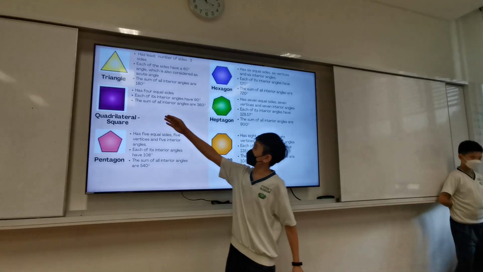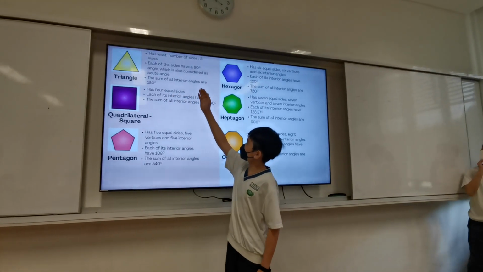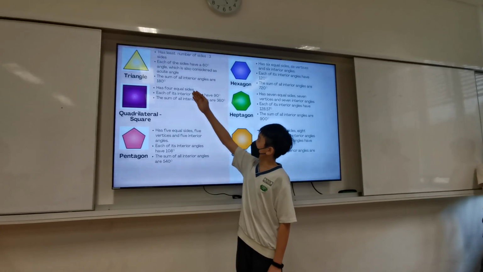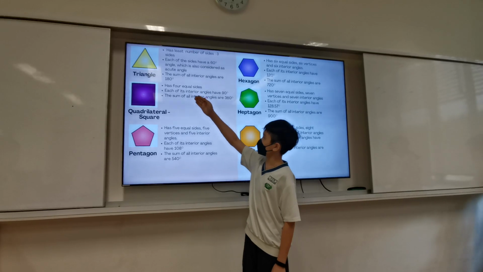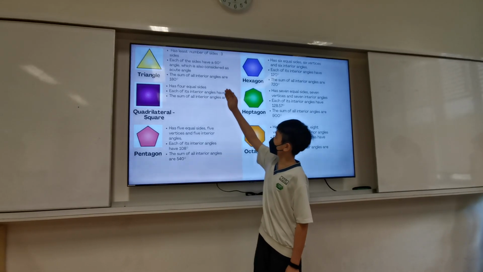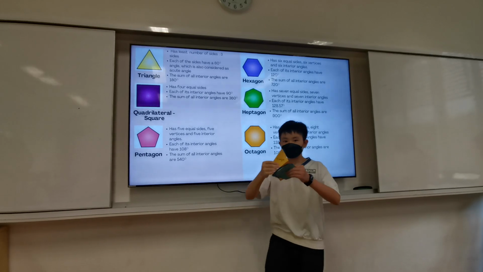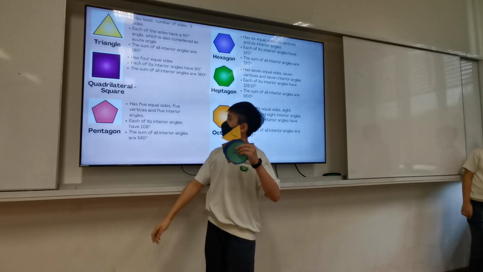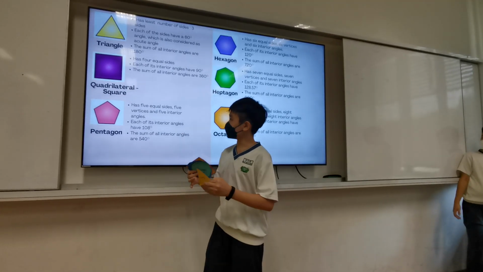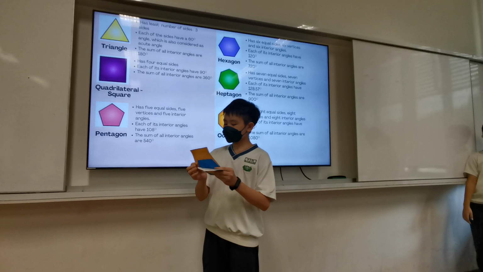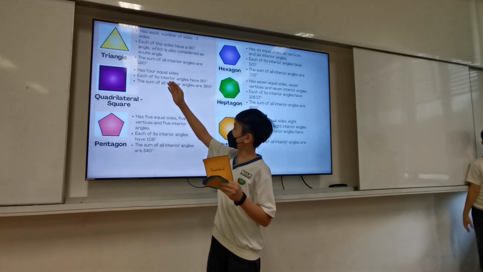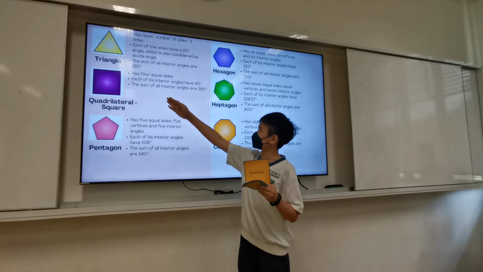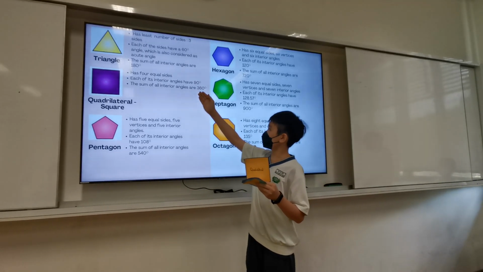As shown, a triangle has the least number of sides, which is 3, and each of the angles is 60 degrees, which is also considered an acute angle. The sum of all the interior angles is 180 degrees. As shown here, this is an equilateral triangle, as mentioned by Yu Zhe just now. And for the quadrilateral, which is this, it has 4 equal sides, each of the interior angles is 90 degrees, and the sum of all the interior angles is 360 degrees.